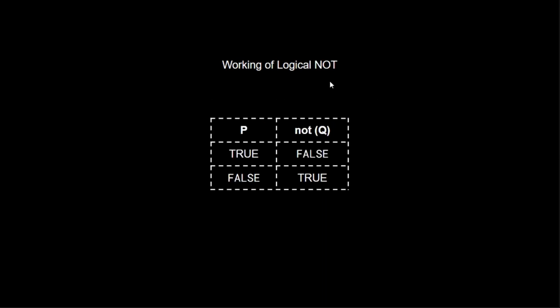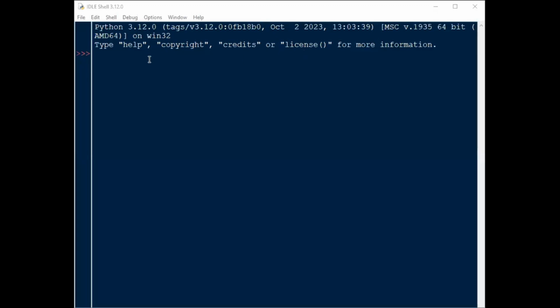And finally, we have logical NOT, where there is just one input. If we have true, NOT of true is always false. And if we have false, NOT of false is always true. So we'll see logical operators on the Python shell.